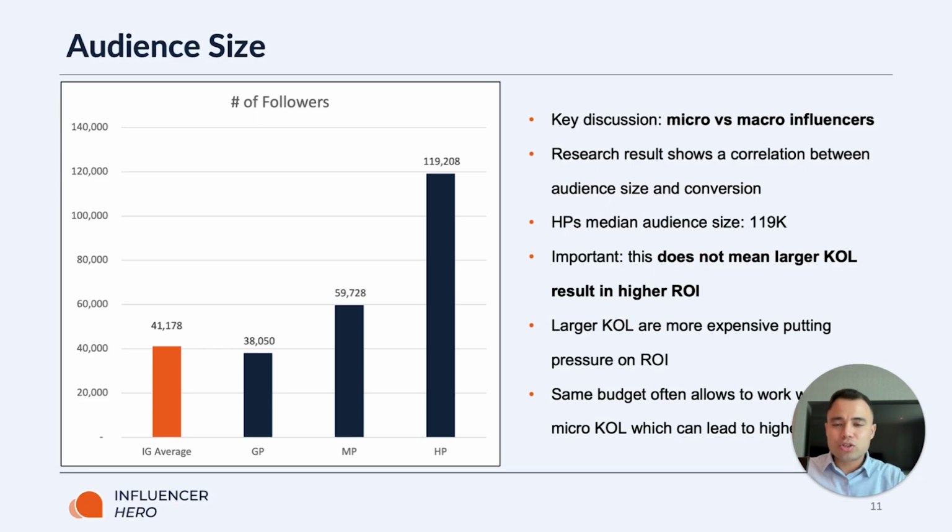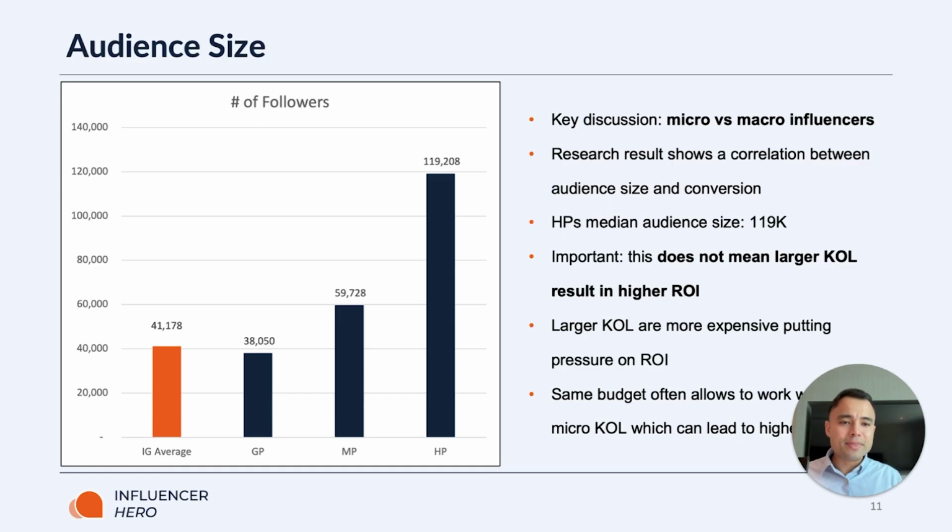Audience size. So this is the whole discussion between micro versus macro influencers. Smaller influencers are better than larger influencers. Now, based on the data, size does matter. The HPs had an average audience size of 119,000, right? So these are macros. And the MPs and the GPs were mostly, on average, micros. So larger audiences tend to perform better. This just makes sense, right? If you think about it, the media impact is bigger because the reach is higher, right? The more followers, the more people you can reach per influencer.